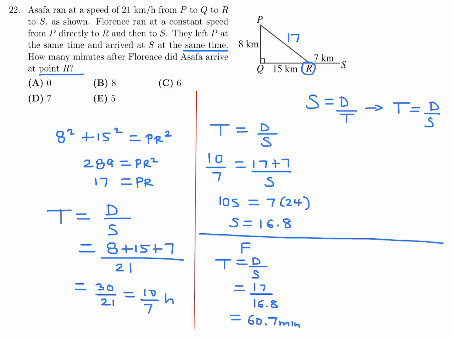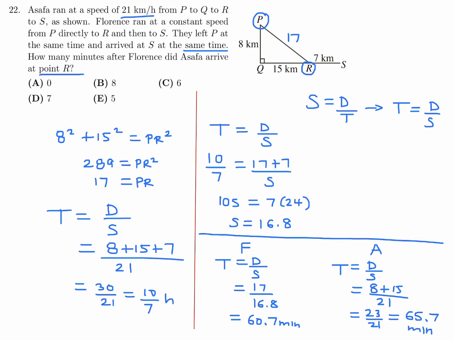Okay? Then Asafa, to go from P to R, he has to go down to Q and then over to R. So his time is equal to, same thing, distance over speed. His distance now is 8 plus 15. And his speed we had earlier figured out. Well, actually, no, his speed is given in the question. We don't have to figure that out. And that's 21. So this is 23 over 21, and that's in hours. If you multiply by 60, you'll get the minutes, and it's about 65.7 minutes.